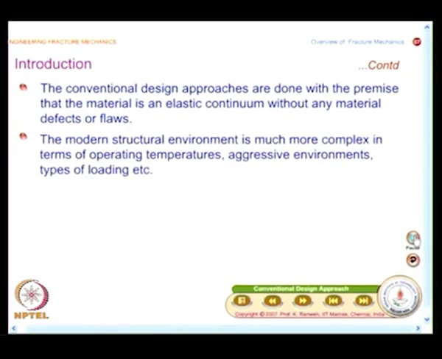And before we go into that, let us look at what we have been doing in conventional design. The conventional design approaches are done with the premise that the material is an elastic continuum without any material defects or flaws. See, this is how you can proceed, because even if you read mechanics, you start from rigid body mechanics, then you graduate to deformable solids. When you go to deformable solids, what do you do? You do not directly take up nonlinear behavior, you idealize the deformation as small and also linear, it makes your life a lot more simple. In a similar vein, when you started modeling the material behavior, purely out of convenience you consider that it is an elastic continuum.